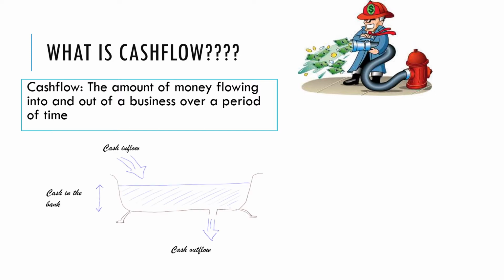A good way to think about this is it's a bit like a bathtub, in that cash inflow is like the water flowing into the bathtub, and cash outflow is like the money flowing out of the business, or water going down the plug hole. And the level of the water in the bathtub is similar to how much cash the business has in the bank.